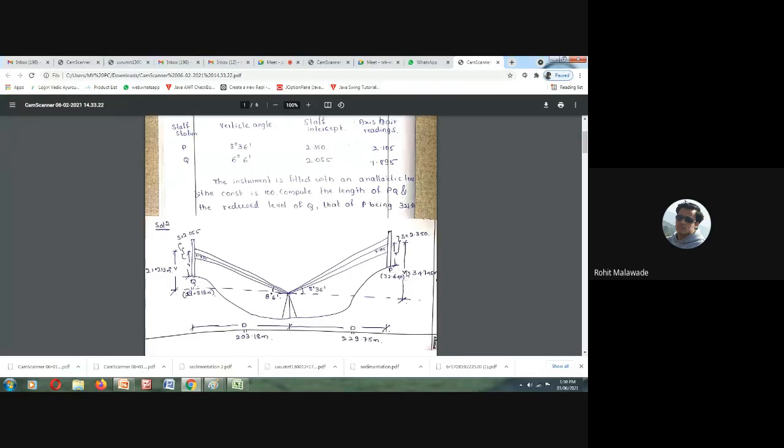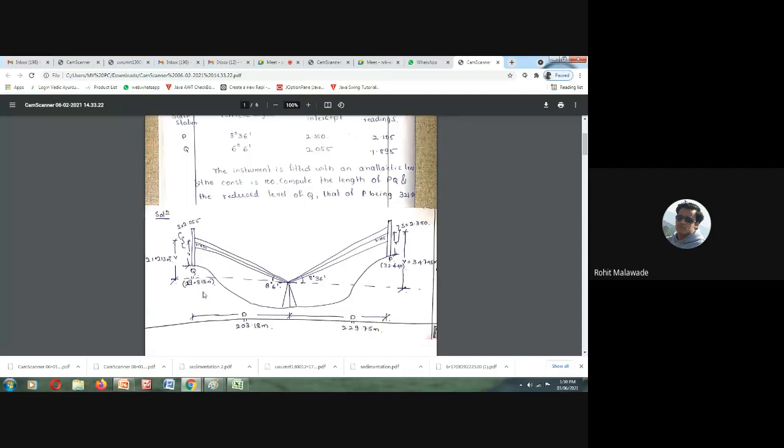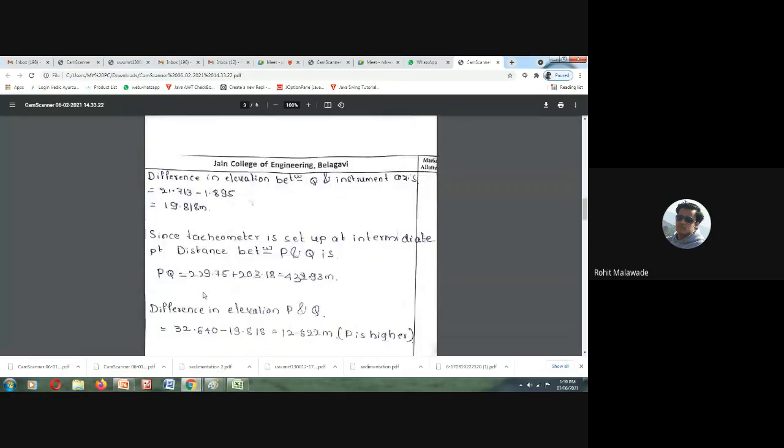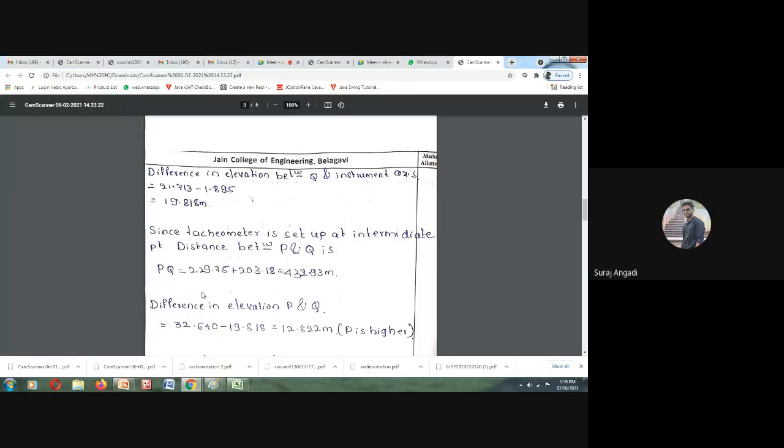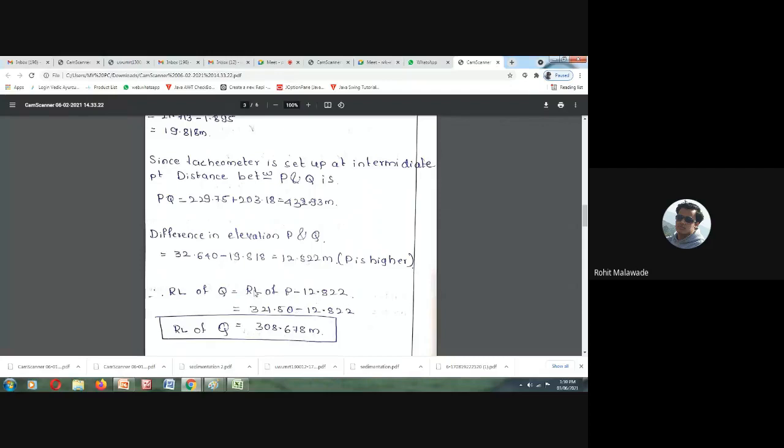So 321.50 minus the difference in elevation between P and Q. If you determine it, then you are going to get the RL of Q. So 321.50 minus, how much is the difference in elevation between P and Q? Yes, Suraj, can you tell me? 12.822. Yes, 12.822. So 321.50 minus 12.822, we are going to get the RL of Q. That is, RL of Q is coming up to 308.678. Is it clear now, Suraj?